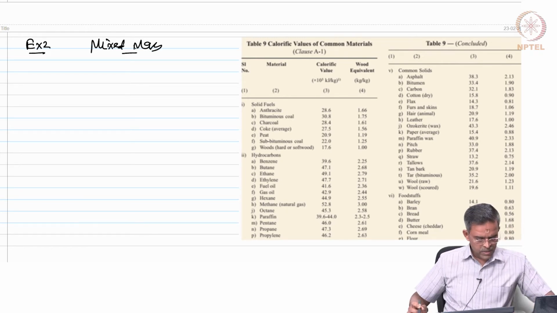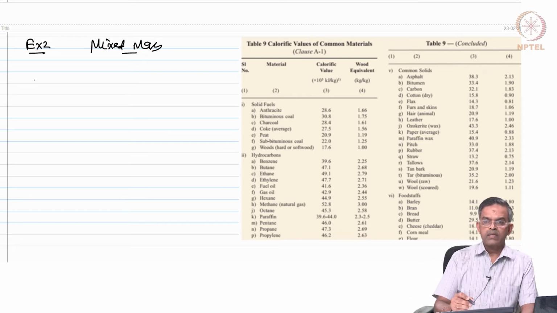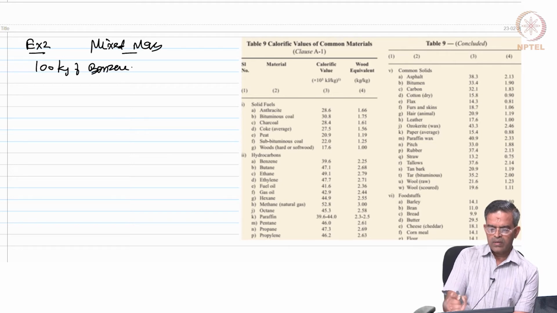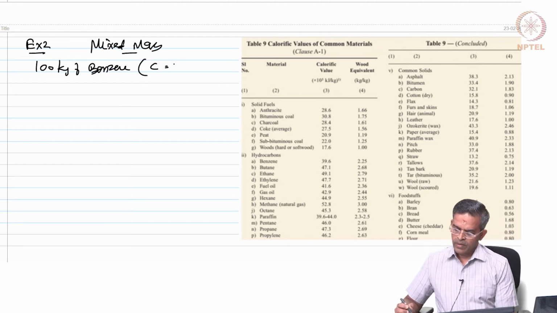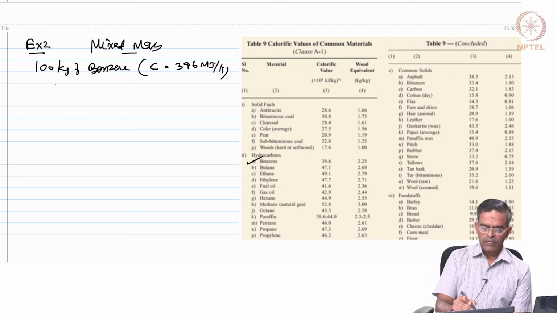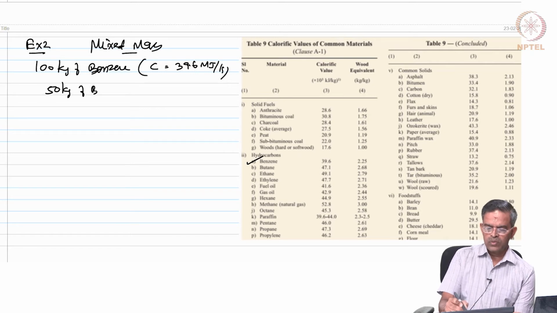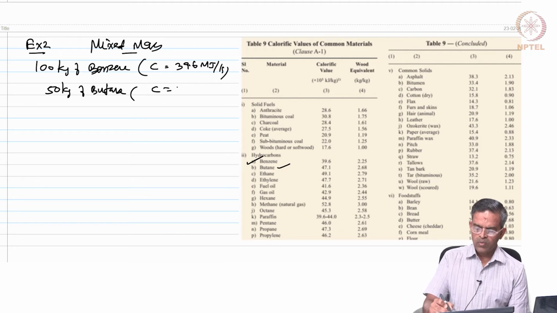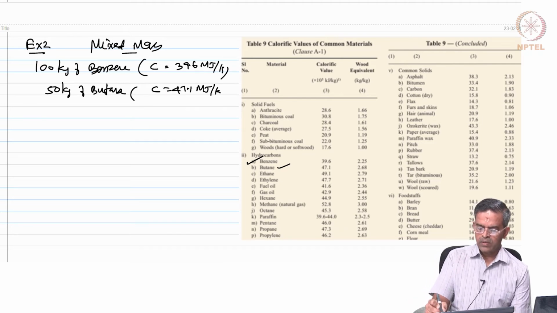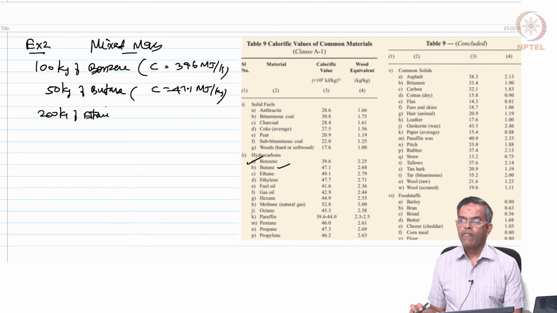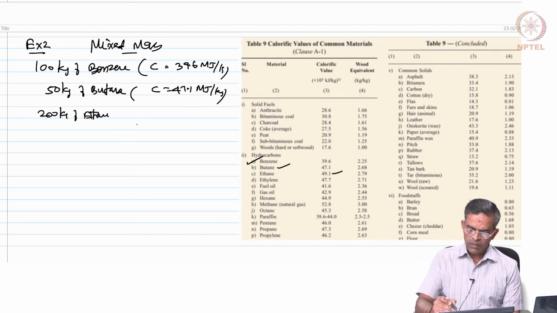You can see on the screen the NBC table extracted. Let us say the building contains 100 kg of benzene whose C value is 39.6, 50 kg of butane whose C value is 47.1, 200 kg of ethane whose C value is 49.1.